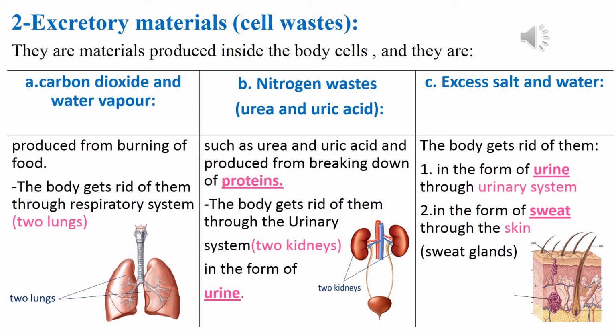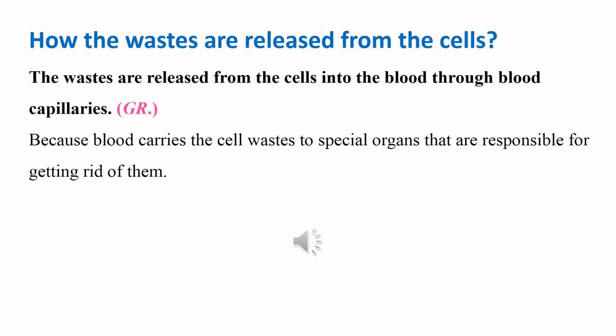Now let's talk about excess salt and water. The body gets rid of them in the form of urine through the urinary system and in the form of sweat through the skin, through the sweat glands. How the wastes are released from the cells. The wastes are released from the cells into the blood through blood capillaries because blood carries the cell wastes to special organs that are responsible for getting rid of them.